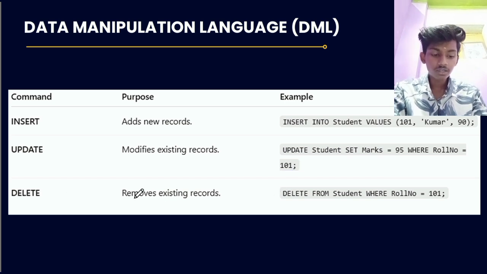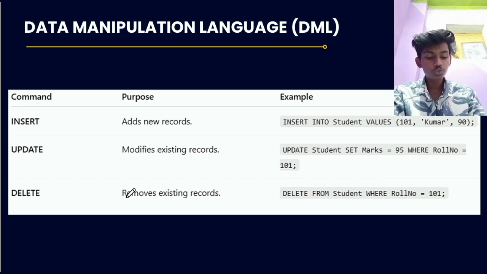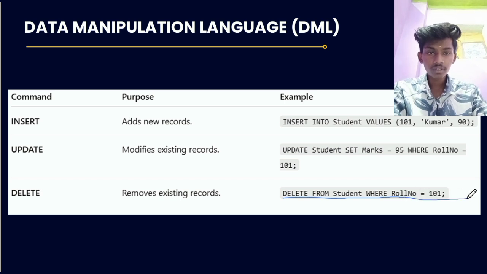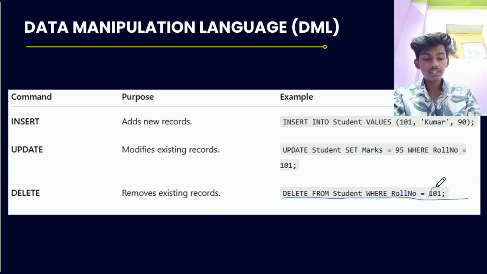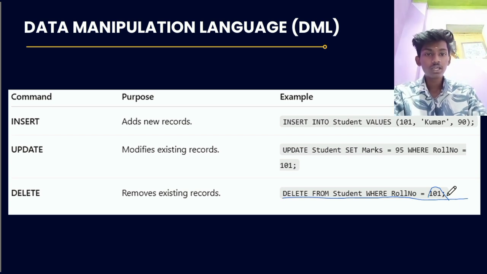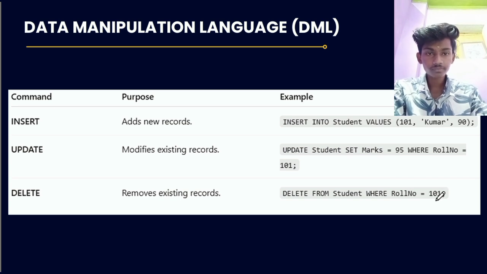Delete. Delete command is used to delete a specific row in the table. The syntax of delete is delete from table name where the specific condition. For example, if you want to delete the record of a student who has roll number 101, delete command is used. Delete from students where roll number is equal to 101.